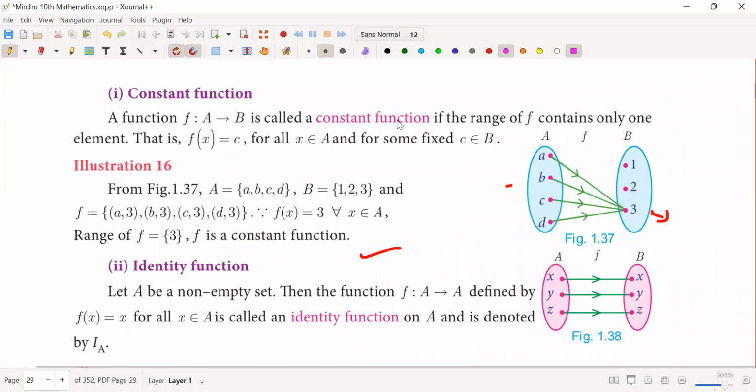A function from A to B is a constant function if the range of f contains only one element, that is f of x equal to c, a constant. So whatever value of x, there is no x here. So always it will be pointing to a constant. If I put x, f of x equal to c, f of x equal to 3, automatically it will be 3.